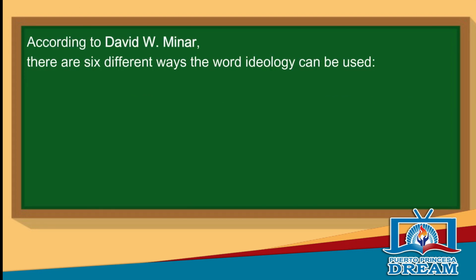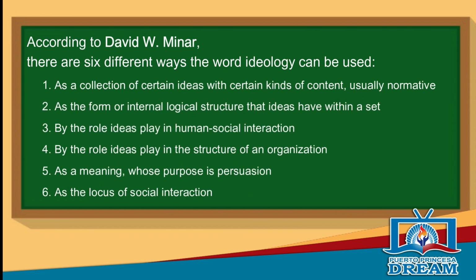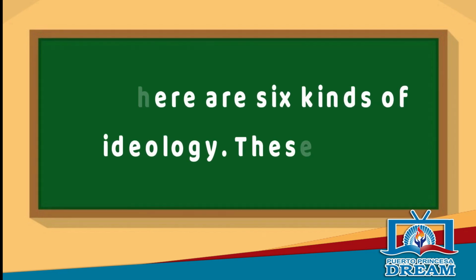According to David W. Minor, there are 6 different ways the word ideology can be used. Number 1, as a collection of certain ideas with certain kinds of content, usually normative. Number 2, as the form of internal logical structure that ideas have within a set. Number 3, by the role ideas play in human social interaction. 4, by the role ideas play in the structure of an organization. 5, as a meaning whose purpose is persuasion. And 6, as the focus of social interaction. And there are 6 kinds of ideology.